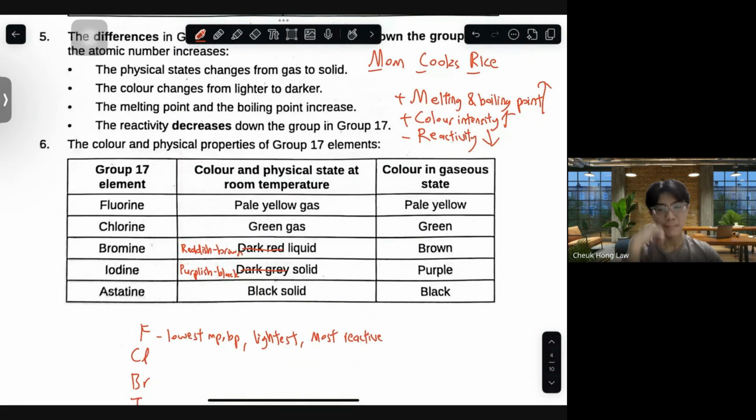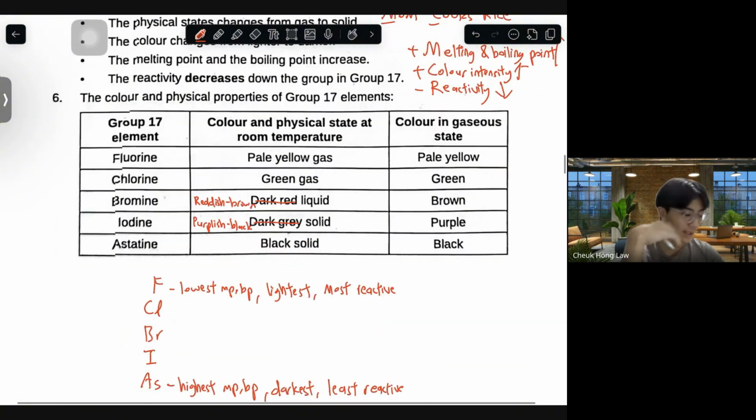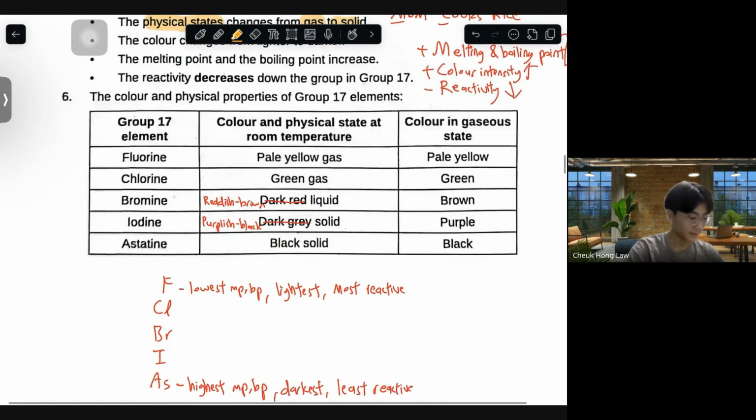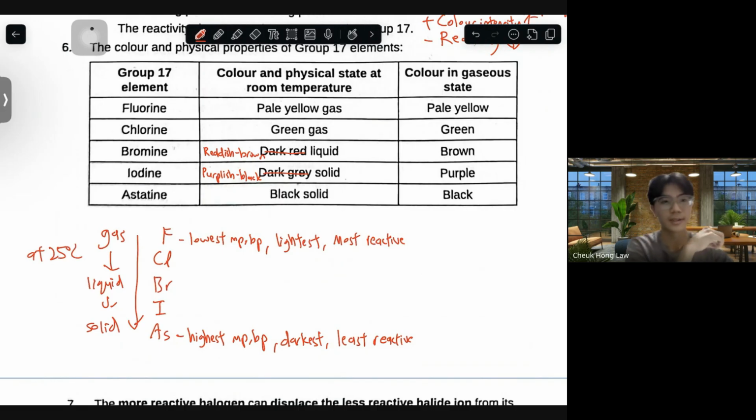Okay. But there's actually one more trend. And why is it not written here? Because it can actually be inferred from one of these. The last trend is that the physical state changes from gas to solid, which means down the group, fluorine is a gas, then somewhere in the middle is liquid, and the last one, astatine, is a solid at room temperature. This is at room temperature, 25 degrees Celsius.